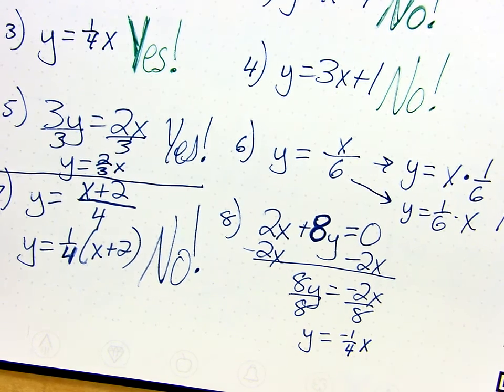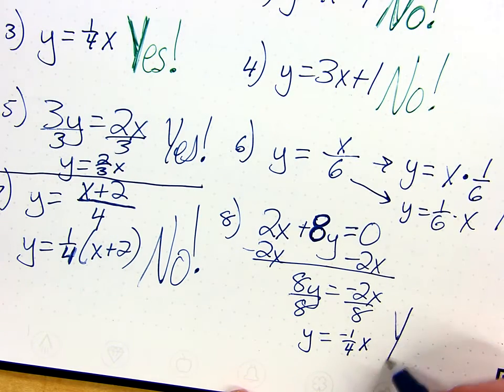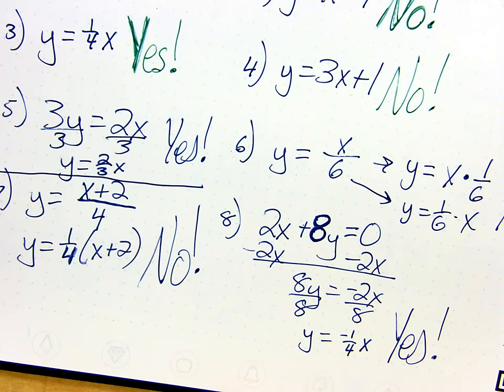Well, that's a good question. Is it still direct variation if that number's negative? Yeah, it doesn't matter. It just has to be some number, any number, times x. Positive, negative, doesn't matter. So y equals some number times x. That's a yes. Okay, does that make sense? Yeah, everybody's good so far?